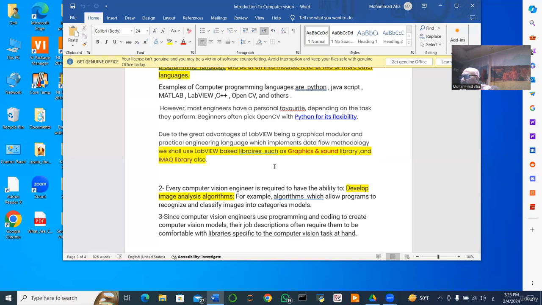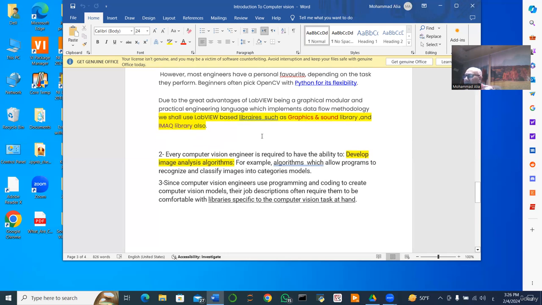LabVIEW generally includes a very huge library which could be used for computer vision. At the beginning, they used a graphics and sound library. This is really a precise and limited library with limited functions, but they have the vision module and they have the IMAQ library. IMAQ is the image acquisition library. There exist more than 500 functions which could be used for this purpose. You can use them to solve any complex problem.